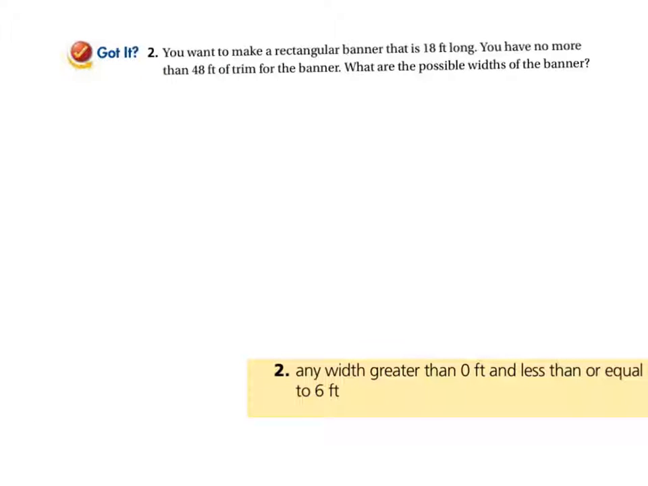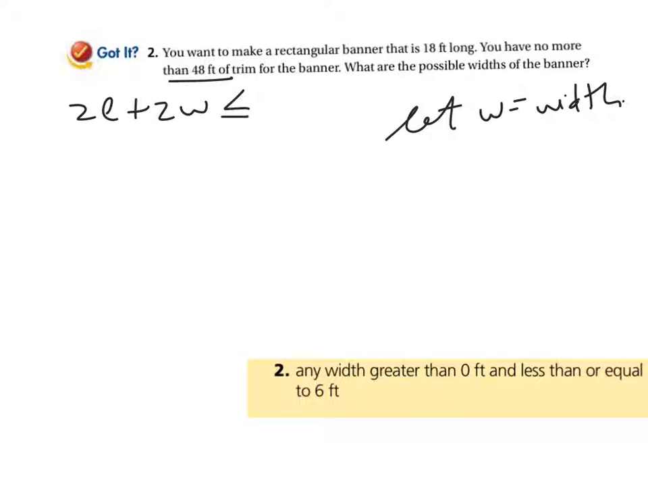Alrighty, so kind of like the last one, you want to make a rectangular banner that is 18 feet long. You have no more than 48 feet of trim for the banner. What are the possible widths of the banner? So let W equal width. Again, we know 2 lengths plus 2 widths. We want to be less than or equal to 48, because I don't have any more than that.